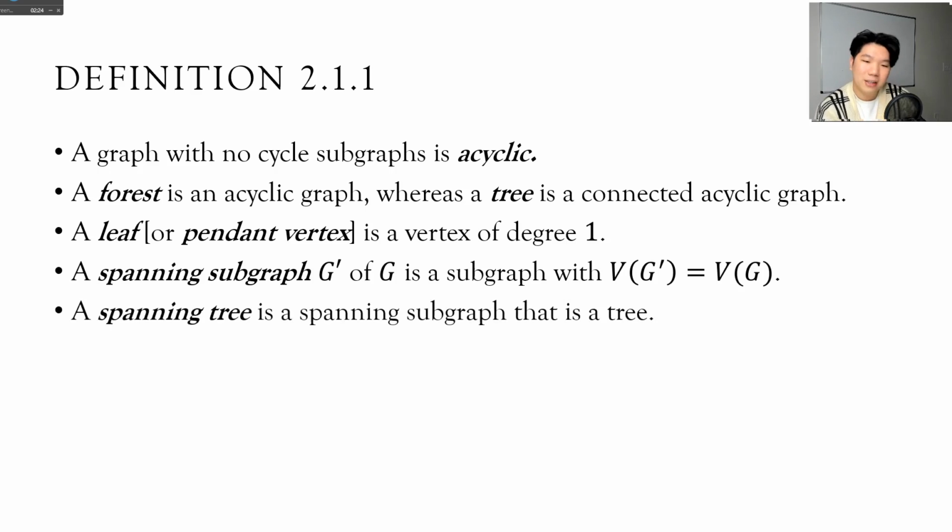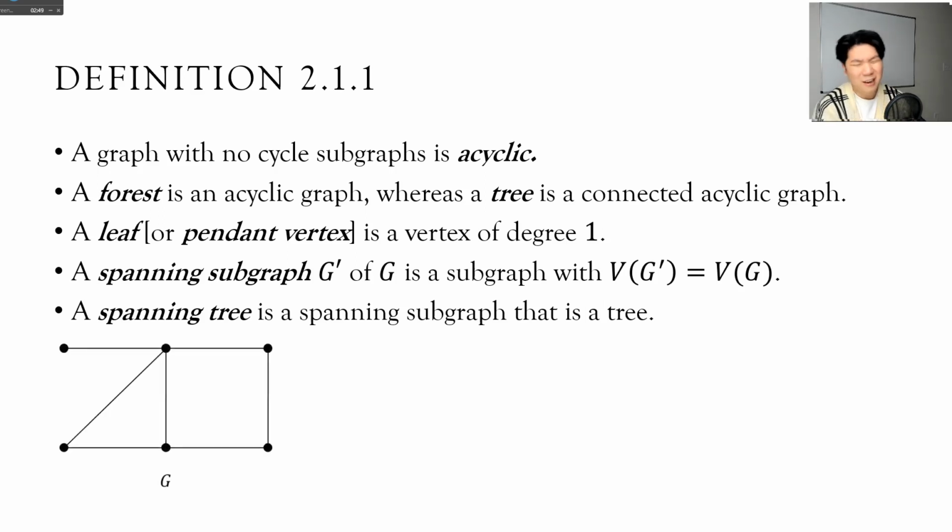And lastly, we can talk about a spanning tree. Again, we know spanning means that I have the same vertex set. In a tree, it means that I am acyclic and connected. So a spanning tree is a subgraph that has the same vertices and is a tree, just as the name implies. Here, as a quick example, I've drawn some random graph G.